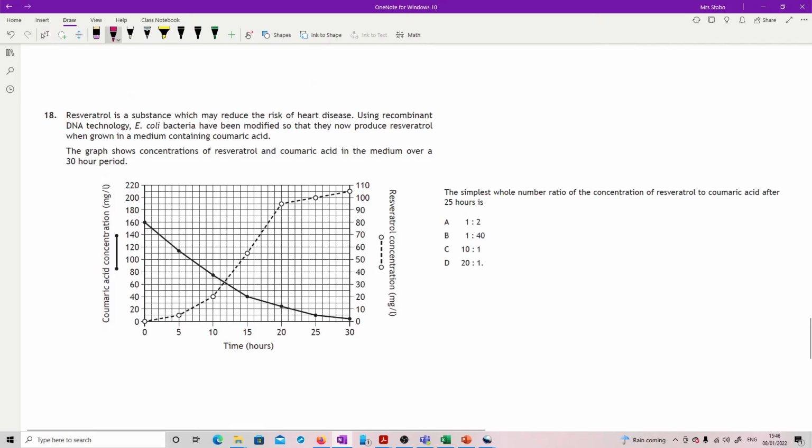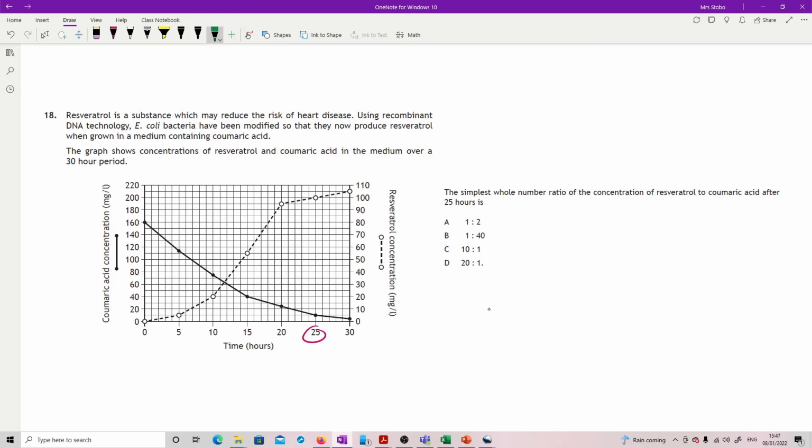Question 18. Resveratrol is a substance which may reduce the risk of heart disease. Using recombinant DNA technology, E. coli bacteria now produce it when grown in a medium containing coumaric acid. So we've got the concentrations of the two things, the one you're producing and the one you have to add in to make it happen, in the medium over a 30-hour period. What is the simplest whole number ratio of the concentration of resveratrol to coumaric acid after 25 hours? It's a double axis graph, so just make sure you read it to the right side.